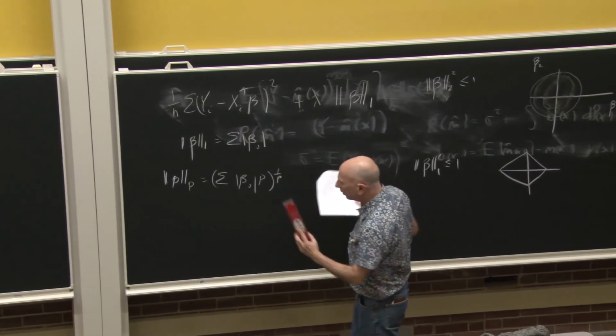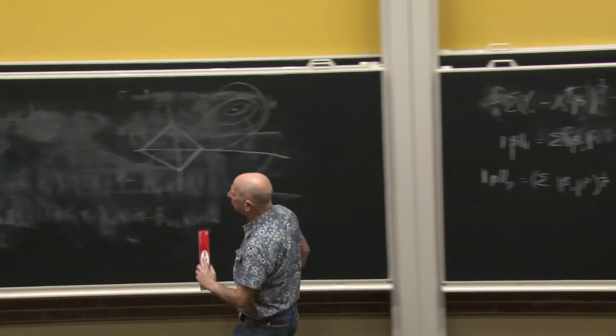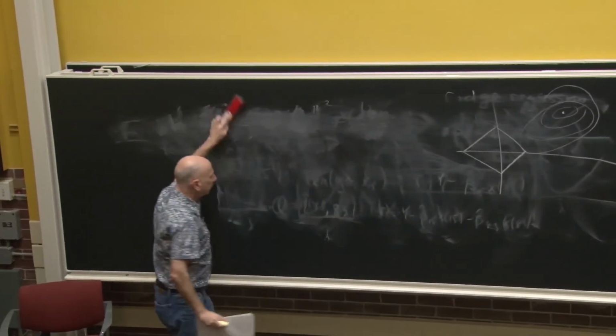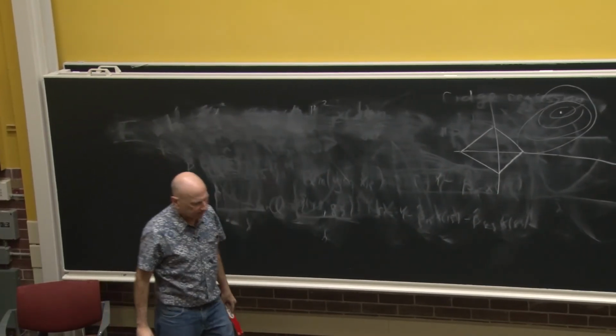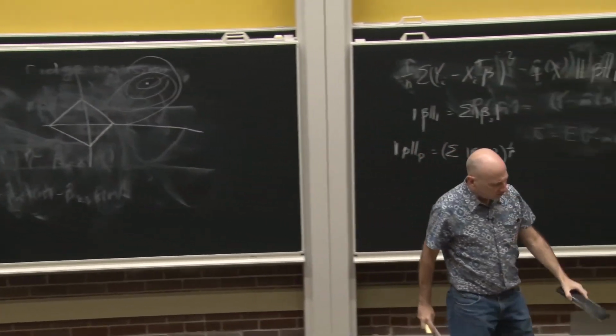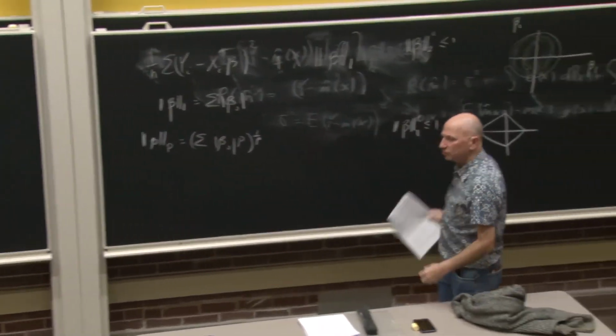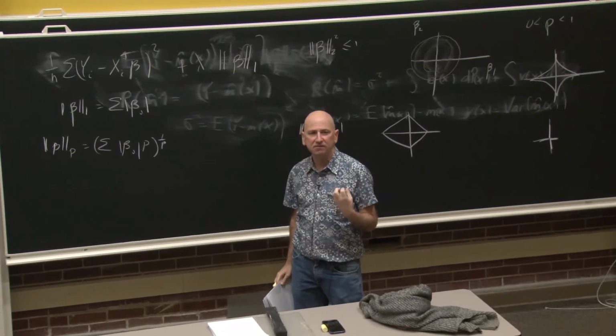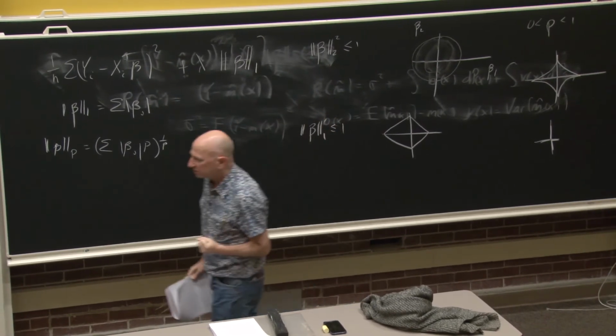I want to give you one other piece of intuition about the L1 norm. Another reason for using the L1 norm is we could ask, is there a norm which gives us convex neighborhoods, but which is somehow sensitive to sparsity? What do I mean by sensitive to sparsity?